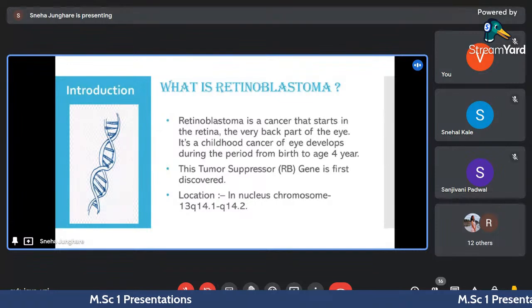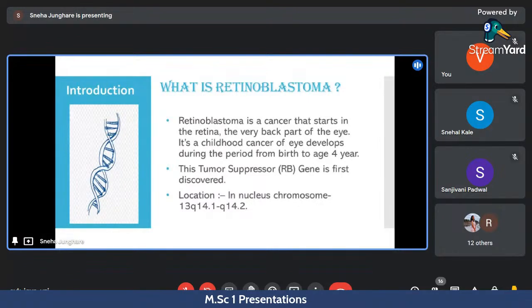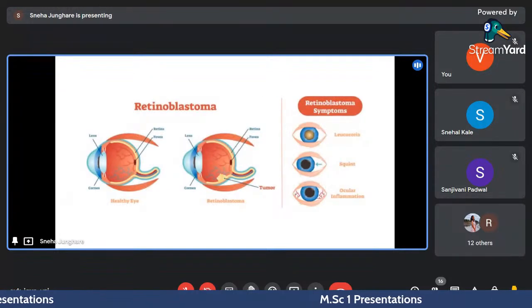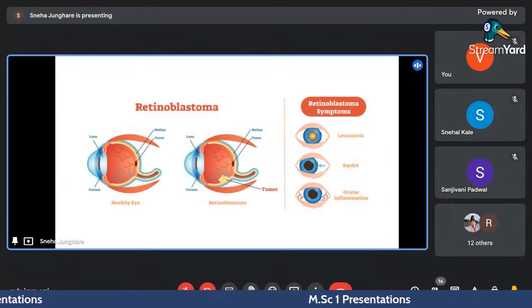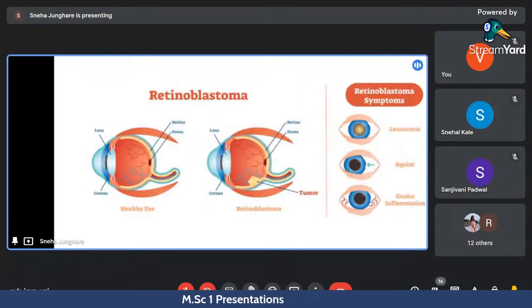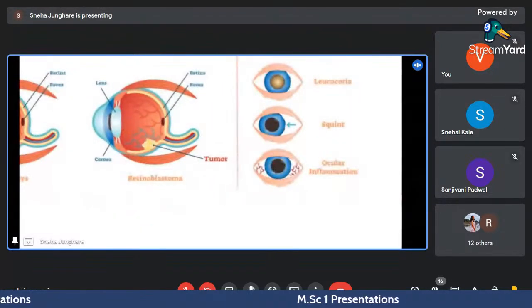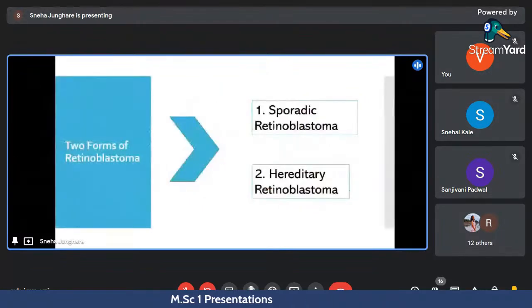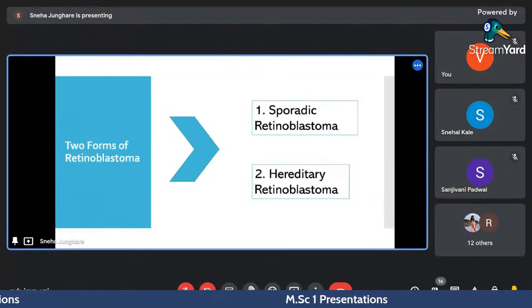This tumor suppressor, the retinoblastoma gene, is the first one discovered. The gene is located in the nucleus on chromosome 13. Here we can easily differentiate between the normal eye and the mutated eye. In the healthy eye we can see no tumor, while in a retinoblastoma mutated eye we can easily see the tumor formed. Retinoblastoma can be subdivided into two main types, sporadic retinoblastoma and hereditary retinoblastoma.